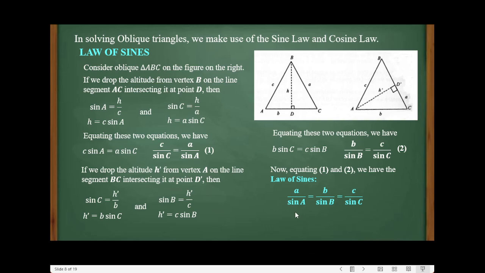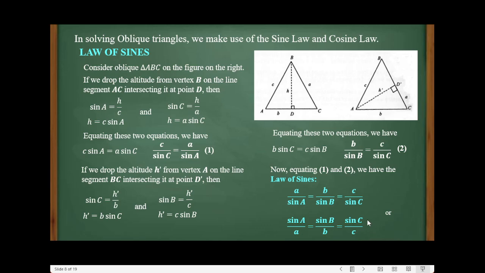Now, the equation that is highlighted by color blue is the one I'm referring to as the law of sines. Side small letter a over sine of angle A is equal to side small letter b over sine of angle B equals side small letter c over sine of angle C. Or we could rewrite the formula wherein we interchange the position of the numerator and the denominator. So basically, the two formulas are the same. Okay?